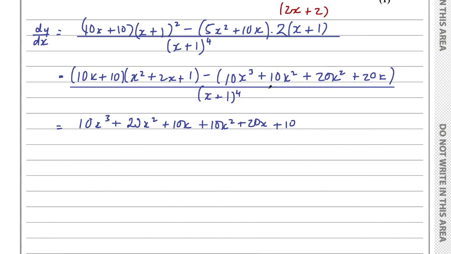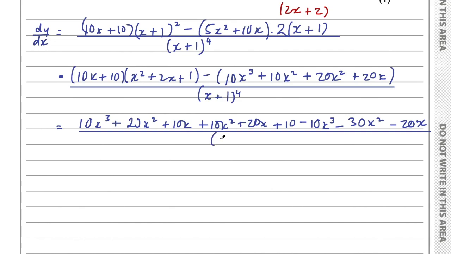Also, I could combine those two terms there. So this would be negative 10x cubed. Subtract 30x squared. Take 20x. All over x plus 1 to the power 4.